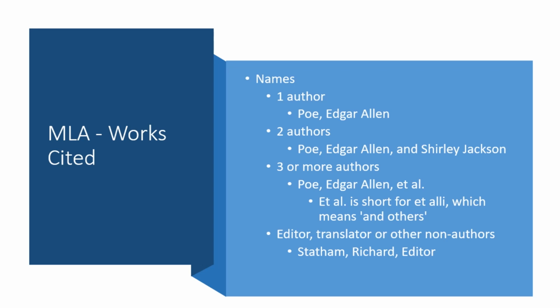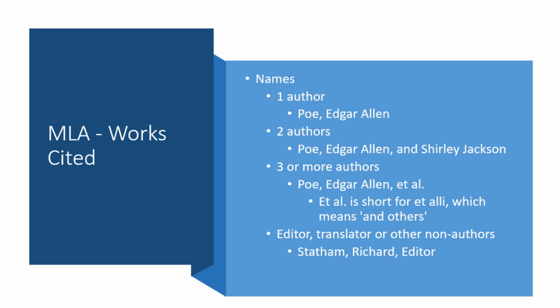If you have three or more authors, they are listed as Poe, Edgar Allan, because he was the first one, et al., period. Now again, et al. is short for et alii, which means and others. It's Latin. Get used to Latin abbreviations being throughout the English language.